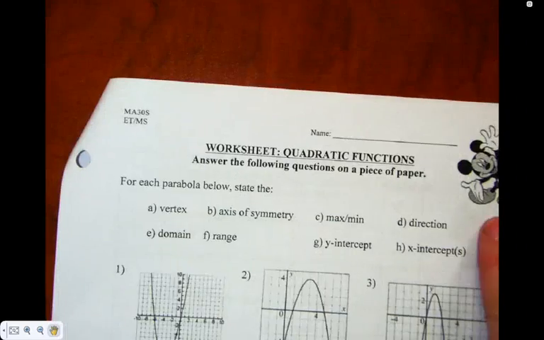Worksheets. We've done Mickey. We've done the table. Now we're on Mulan.